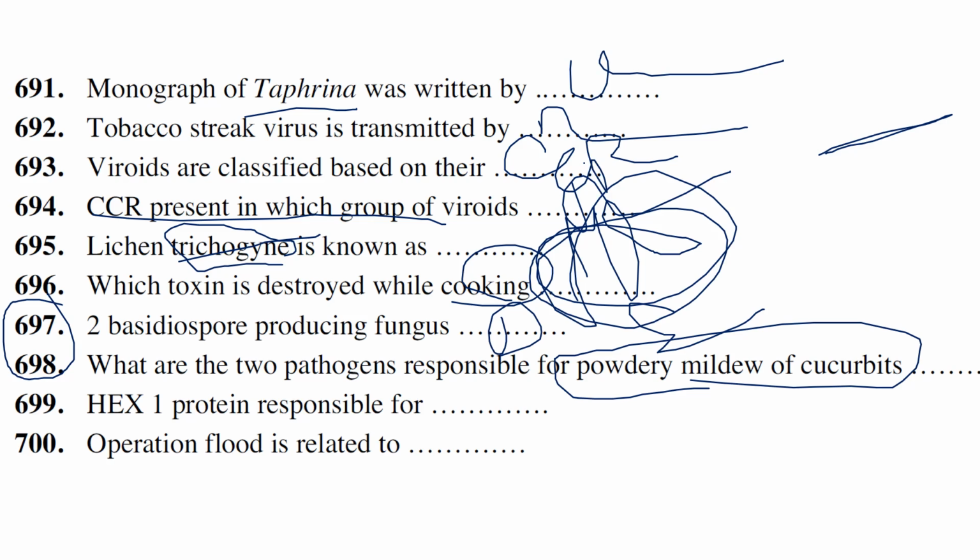The two pathogens responsible for powdery mildew of cucurbits are Golovinomyces cichoracearum and Podosphaera xanthii. These two. Hex1 protein, or HEX1 protein, is responsible for Woronin bodies.